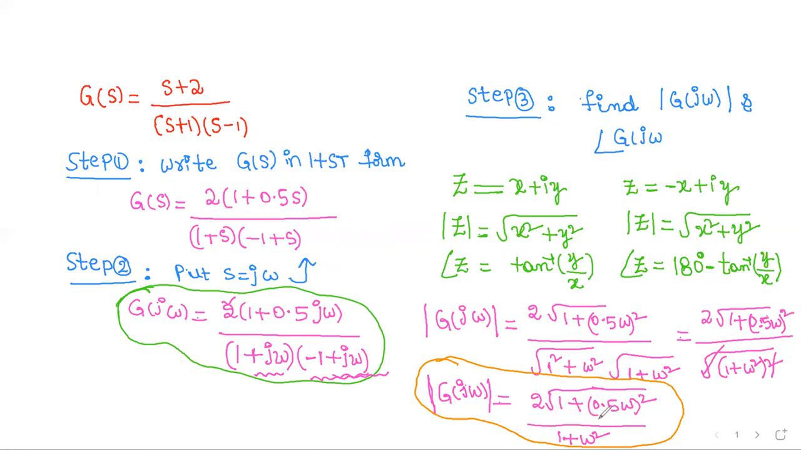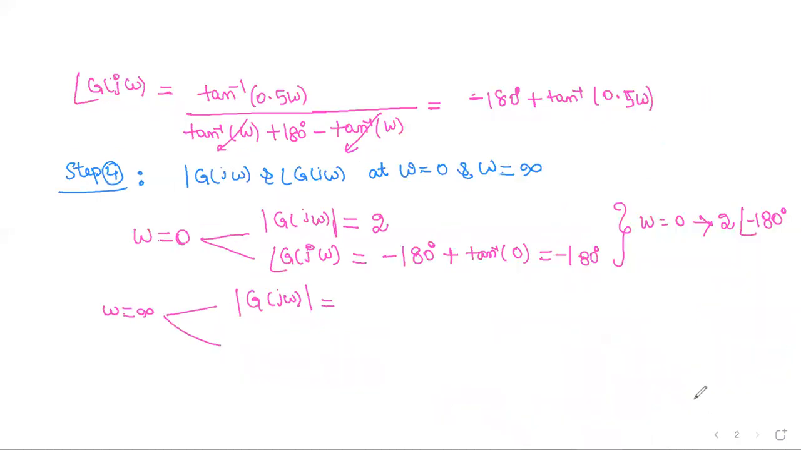Otherwise, you can directly substitute omega equal to infinite in this. This becomes 2 by infinite, and the value is 0.